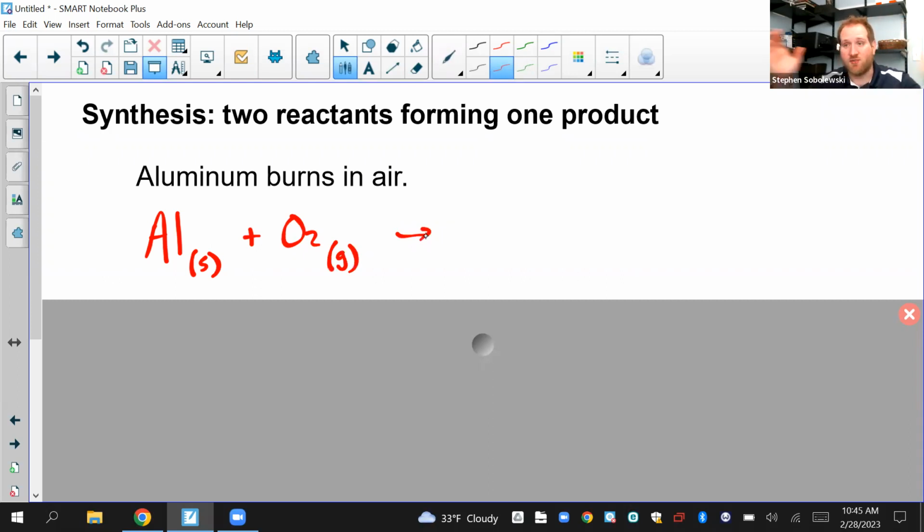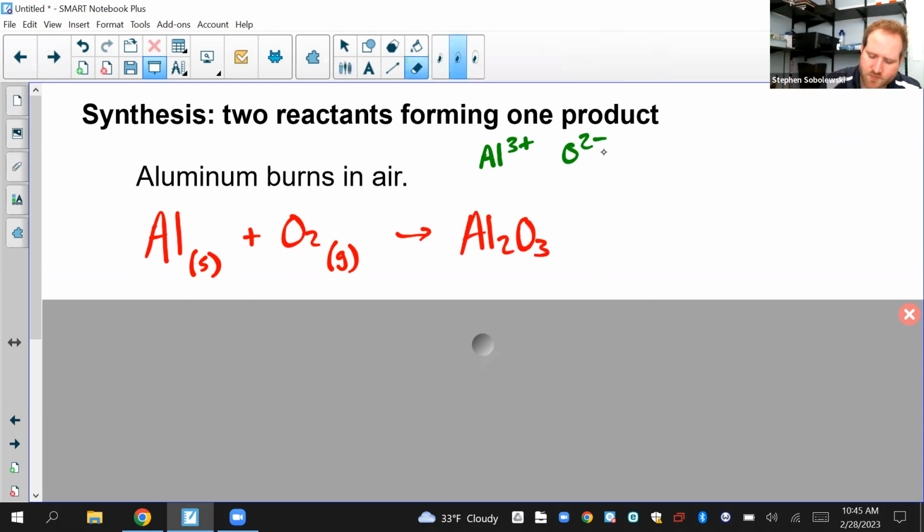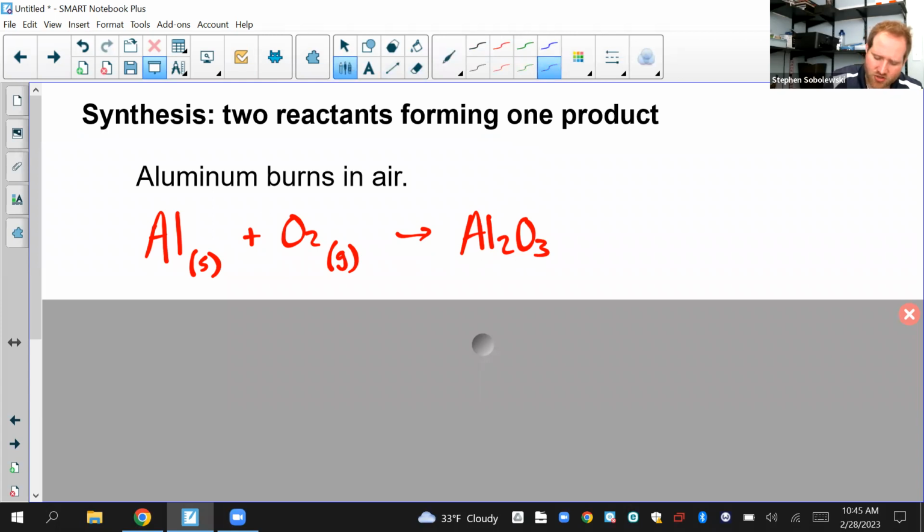Now, what you don't want to do is just smush the letters together and say AlO2. You need to form aluminum oxide in the proper ratio, just like you learned to do several weeks ago in your naming quiz. So aluminum is Al with a 3+ charge. Oxygen is O with a 2- charge. You crisscross them, and aluminum oxide is Al2O3. Okay, we're going to balance this out now. Looks like I see 3 and 2 for the oxygen, so we'll put a 3 and a 2 there, and 4 for the aluminums here.